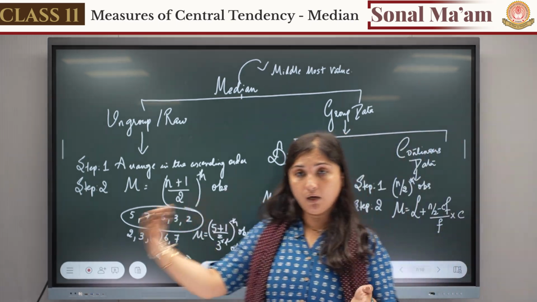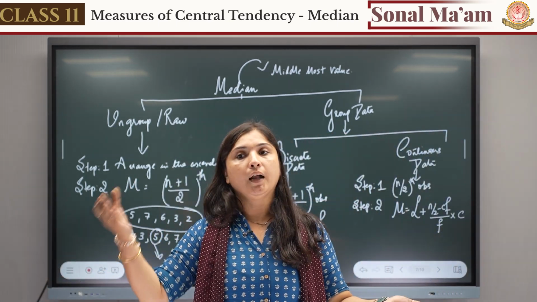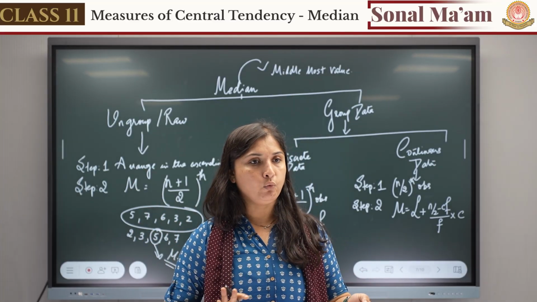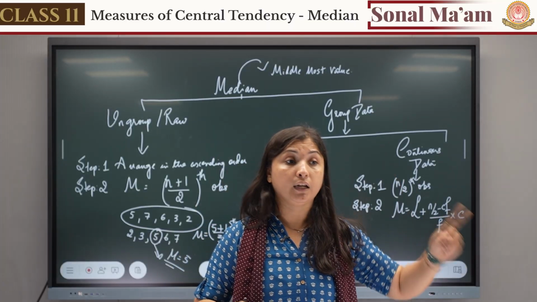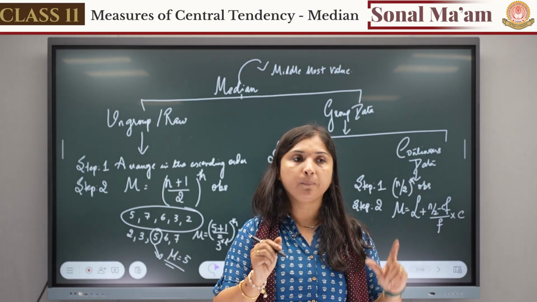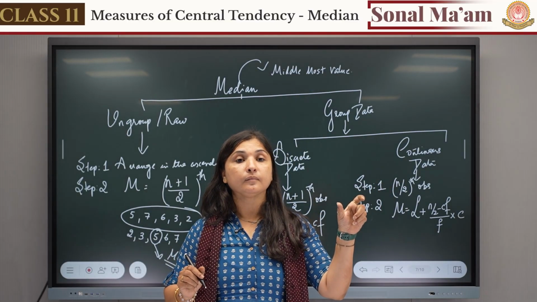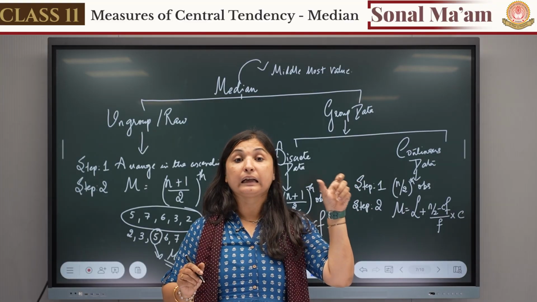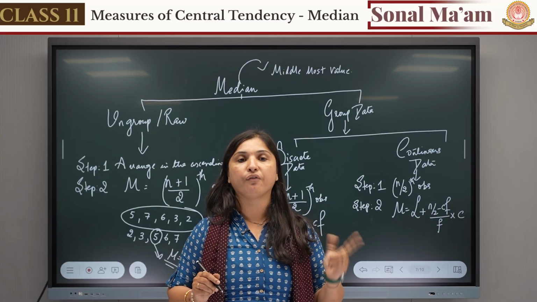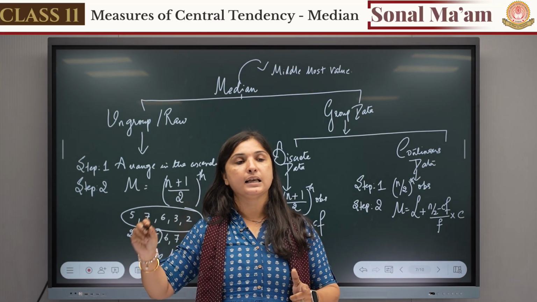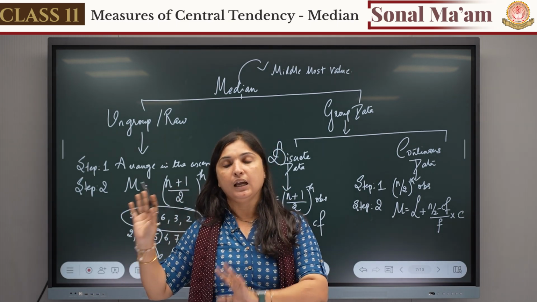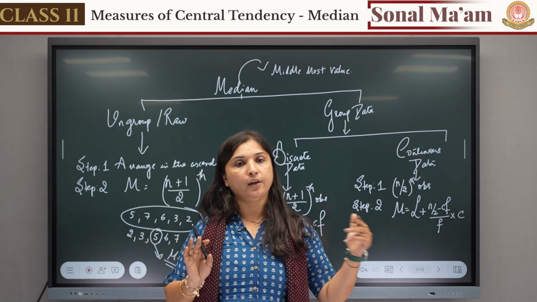We learned about ungrouped data. We learned about grouped data. Ungrouped data, simple, n plus 1 by 2th observation. Discrete may be n plus 1 by 2th observation. But whenever it is continuous data, when we have classes form, we have to first do n by 2th observation. We have to find the median class first. Once we get a median class, then you have to apply the formula, and the formula of m is equal to L plus (n by 2 minus CF) upon F into C. This is the formula for median, and then you'll apply the formula.